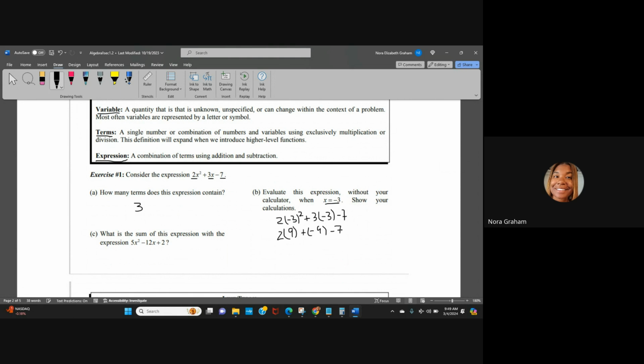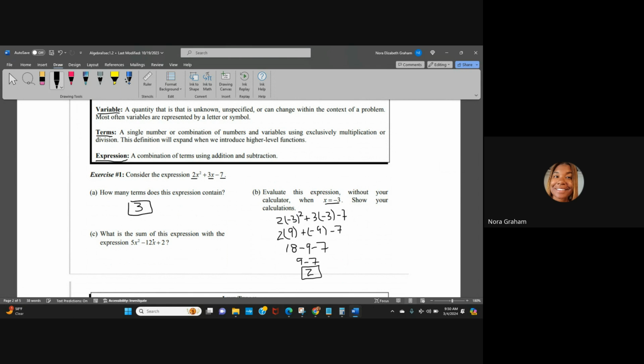Go ahead and work this out. 2 times 9 is 18. That negative is going to win over, so that's -9, and minus 7. Again, I move from left to right in solving. 18 minus 9 is 9, minus 7. 9 minus 7 is 2. My answer for this is 2. This one is really just using our PEMDAS rules. Let's box all our answers here.